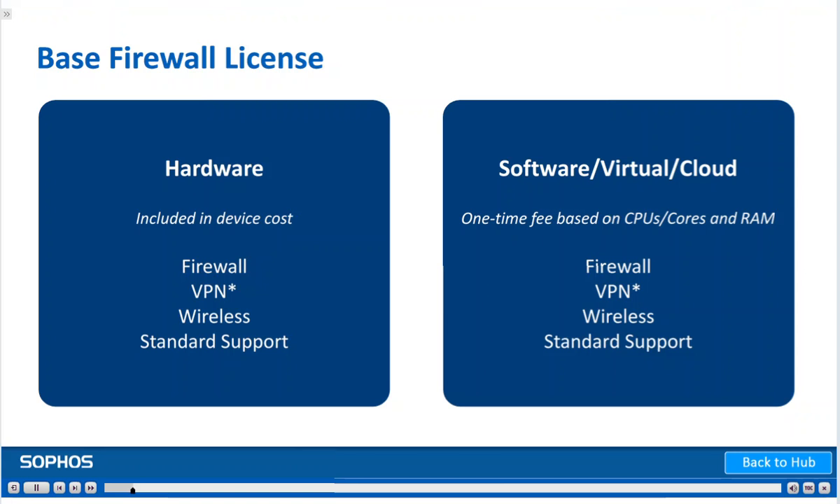The Sophos XG Firewall requires a base license that includes the firewall, VPN, and wireless. For hardware devices, the base license is included in the cost. For software, virtual, and cloud, the base license is a one-time fee that is calculated based on the number of CPUs, cores, and RAM. If you increase the number of CPUs, cores, or the amount of RAM after the device is installed, you may have to purchase a new license to take advantage of the increase in resources.